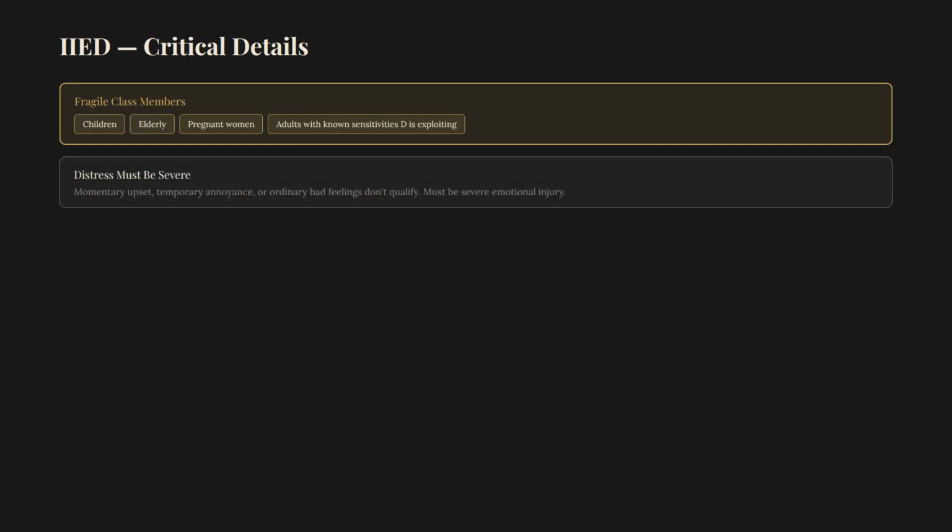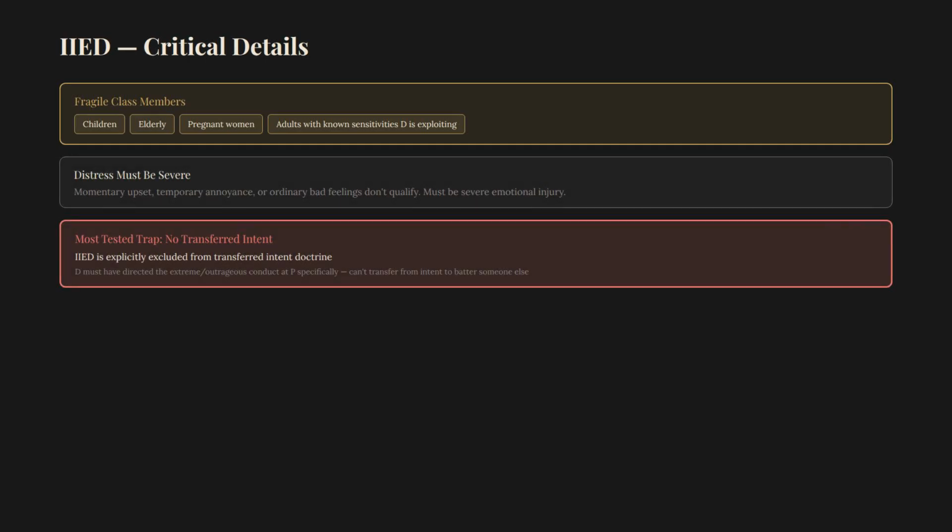The distress must be severe, not just momentary upset. And again, transferred intent doesn't apply to IIED, which makes it the most frequently tested trap in this area.